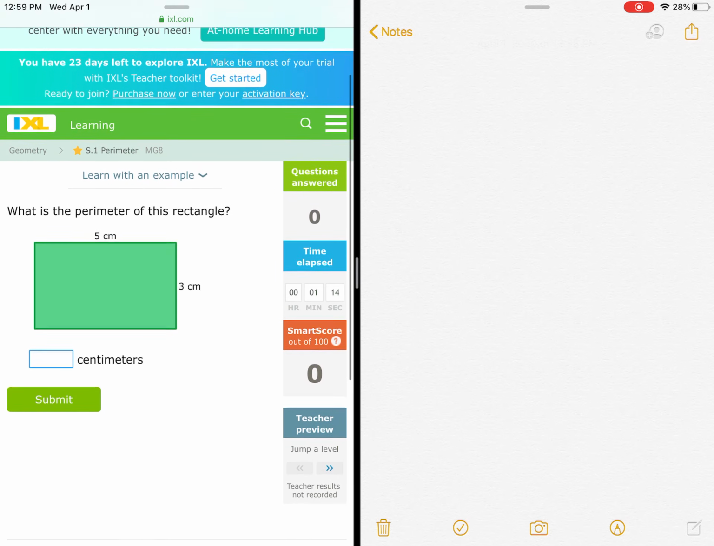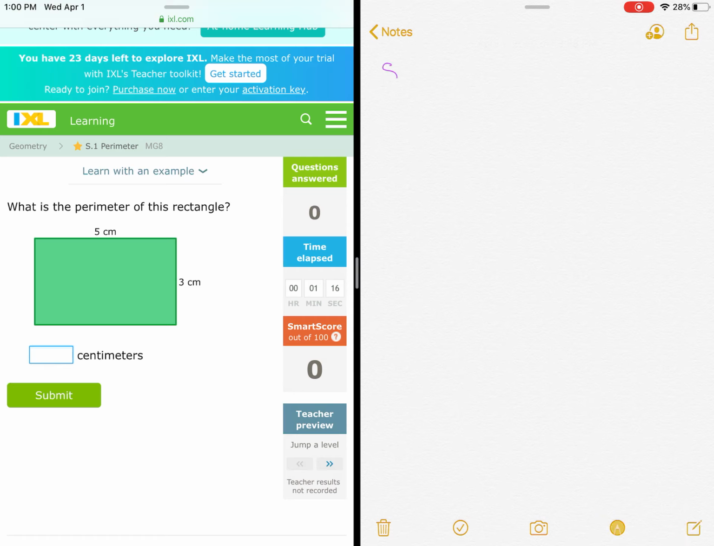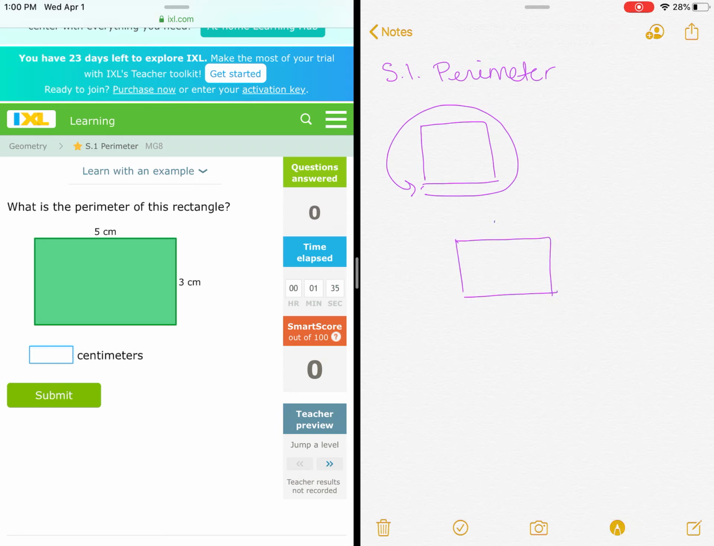All right, so for perimeter, this is S1 perimeter. Remember that perimeter is the outside of the shape. I'm going around. How far around do I travel? So I've got this rectangle. It has a length of 5 and a length of 3, and it wants to know the perimeter.